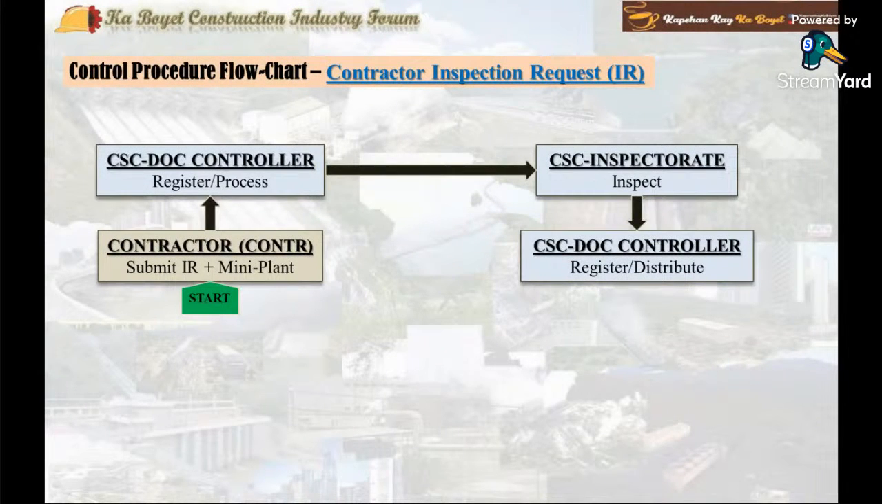Step 4. The CSC document controller updates IR log registry, notifies the CSC resident construction manager, and distributes the IR form with action code and comments to contractor.